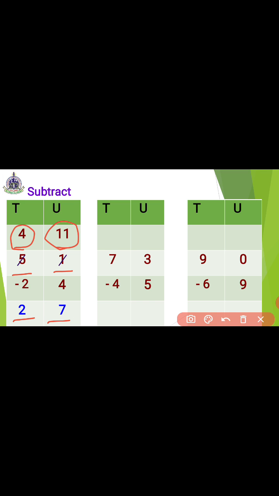73 minus 45. Here, as we know, 5 is bigger than 3. We cannot subtract 5 from 3. So, what we will do? We will take or we will borrow 1 ten from this 7. So this 7 will become 6 and this 3 will become 13 units. So 13 minus 5 is equal to 8 and 6 minus 4 is equal to 2. In the same way you have to solve this problem. Okay students?